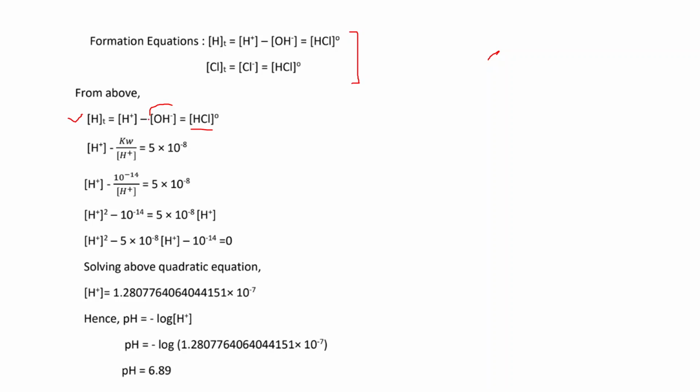Now how can we replace OH by Kw by H plus? How is this happening? The water dissociation constant is equal to H plus and OH minus. So just by replacing OH with Kw upon H plus, this is how we got this, and HCl naught is the initial value that has been used.